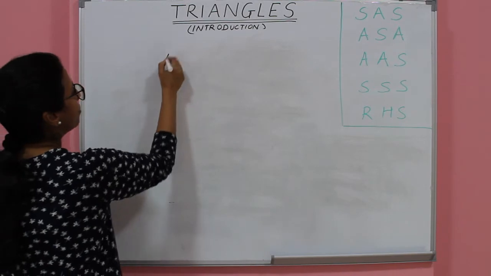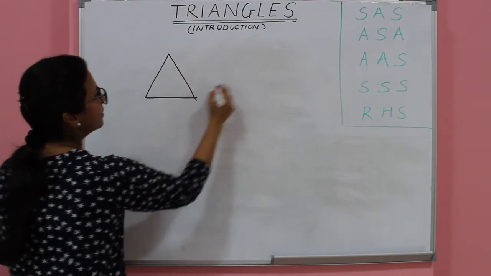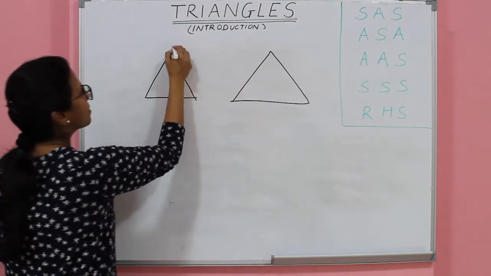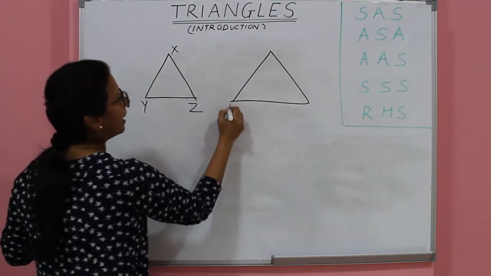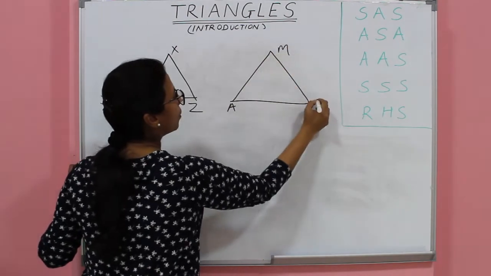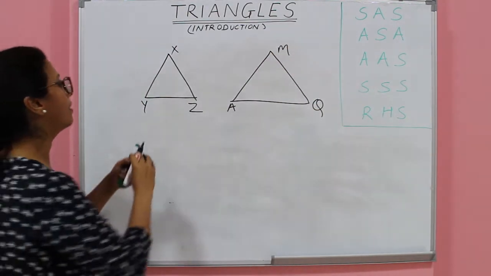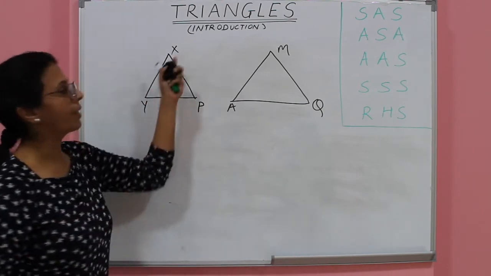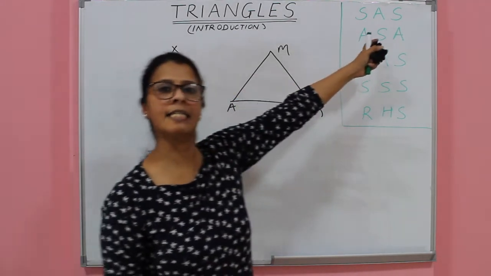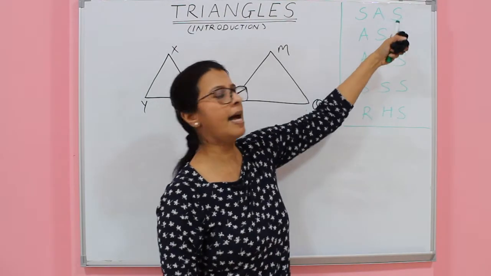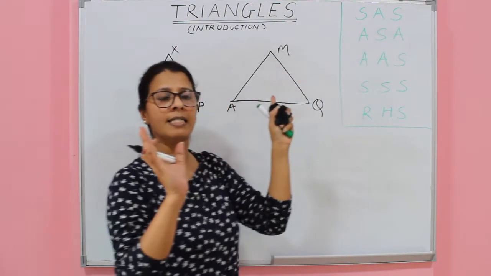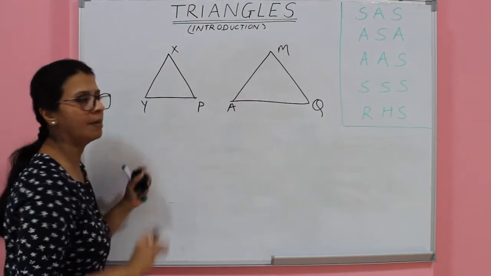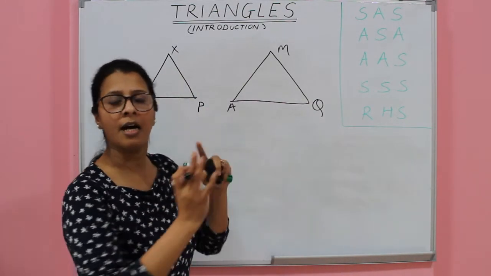ASA. Suppose there are two triangles. Now I am going to directly write this as, suppose say XYZ and AMQ. We will give some different names so that we will be thorough with what we are doing. These two triangles by ASA, as the name suggests, two angles and the side in between them. If they are equal, then the two triangles are congruent.